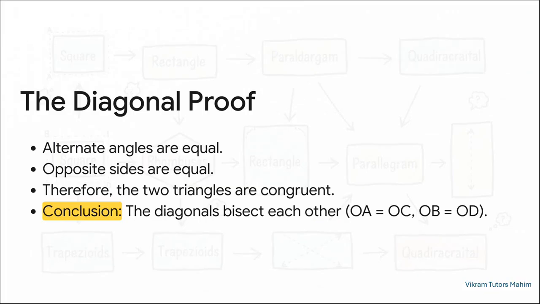And the proof is actually pretty simple. Because of those family traits we just talked about, the parallel lines and the equal opposite sides, we can prove that these 2 triangles are completely identical. And here's the kicker. If the triangles are identical, it means the diagonals have to cut each other exactly in half. They bisect each other. This isn't just a coincidence. It's a fundamental rule for every single parallelogram out there.